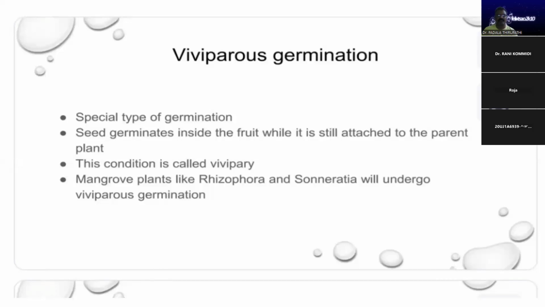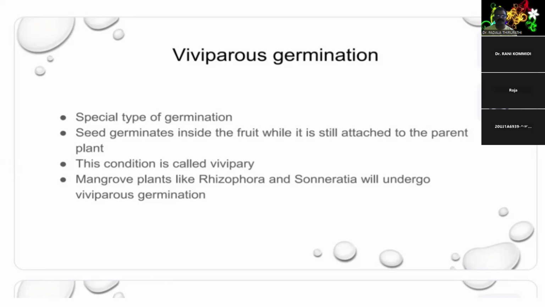In addition to the hypogeal and epigeal types, there is another special type of germination in nature, that is viviparous germination. The seed germinates inside the fruit while it is still attached to the parent plant. That condition is known as viviparous. It is a special type of germination restricted to very rare plants.